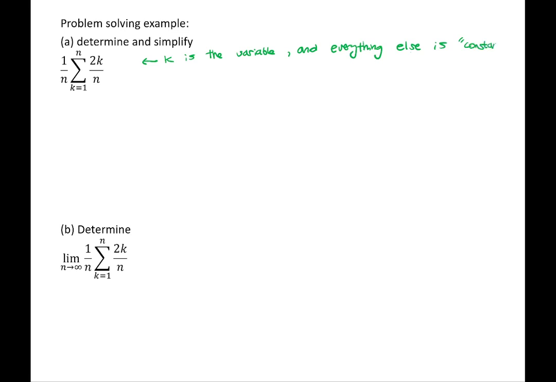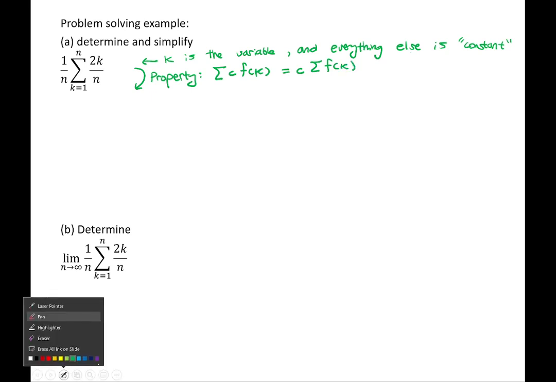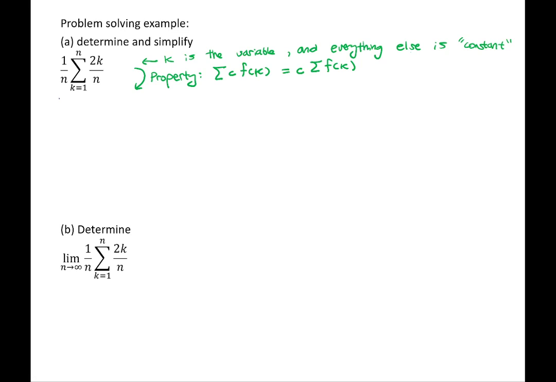I'll put constant in quotes because this is even true if there was an x in there. As far as that sum is concerned, the only thing that we would treat as a variable is the index itself, the k value. So in the next line, I'm going to use the first property from the previous slide, that the sum of a constant c times f of k is equal to c times the sum over f of k. So I'm going to take the 2 and the n that are inside the sum and factor them up front.